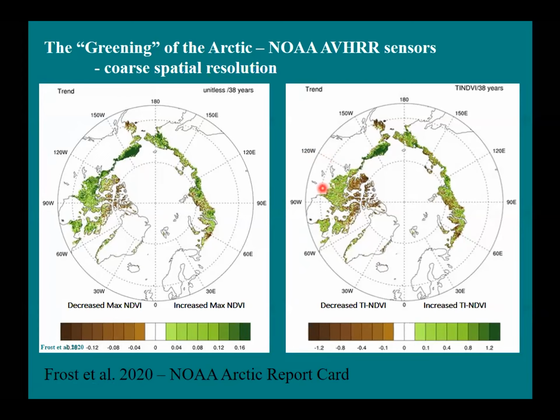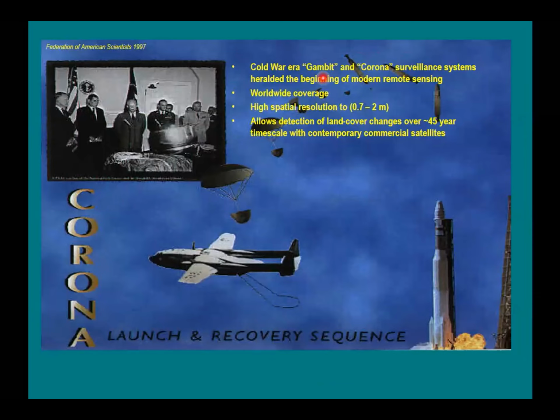Okay, so even though the name of the sensor says very high resolution, it's pretty coarse. The data range from 1 kilometer to 12 kilometer resolution, which is actually not very high resolution at all. So we wanted to get at some of the mechanisms, like what's causing the greenness. And so we looked for higher resolution information. And we wanted to see if we can go back even further in time.